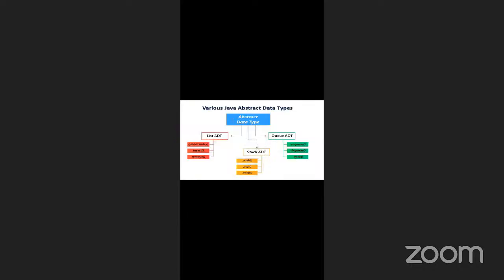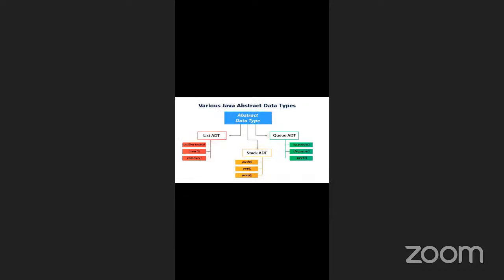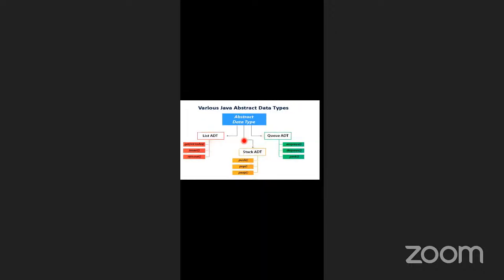Here we show the various abstract data types. Observe here. Abstract data types are mainly of three types: the list ADT, stack ADT and queue ADT. In the list ADT we get insert and remove operations. In the stack ADT, push, pop and peek are the operations. Queue ADT also has enqueue, dequeue and peek operations. Already we discussed push and pop in the stack operations. Then I will go to the list ADT.